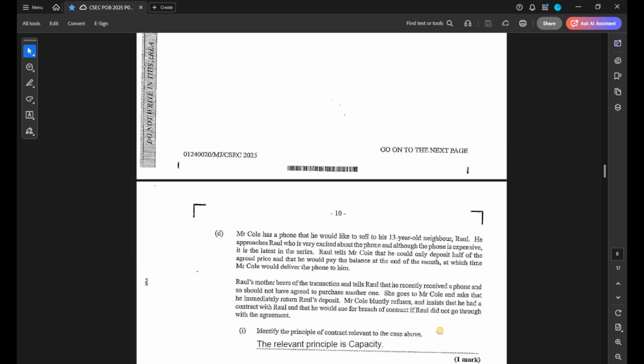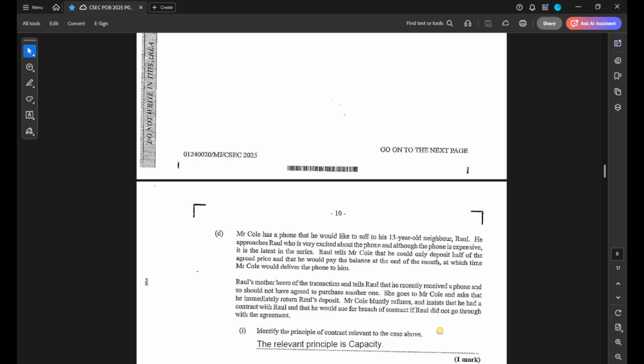Raul's mother hears of the transaction and tells Raul that he recently received a phone and should not have agreed to purchase another one. She goes to Mr. Cole and asks that he immediately return Raul's deposit. Mr. Cole bluntly refuses and insists that he had a contract with Raul and that he would sue for breach of contract if Raul did not go through with the agreement. Part 1: identify the principle of contract relevant to the case above.